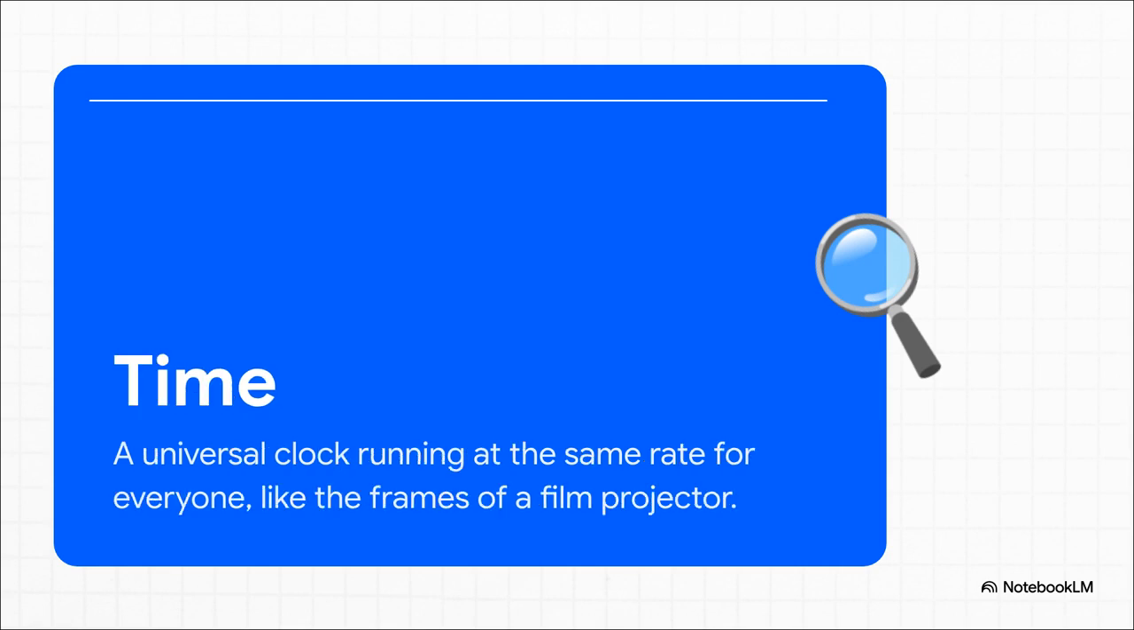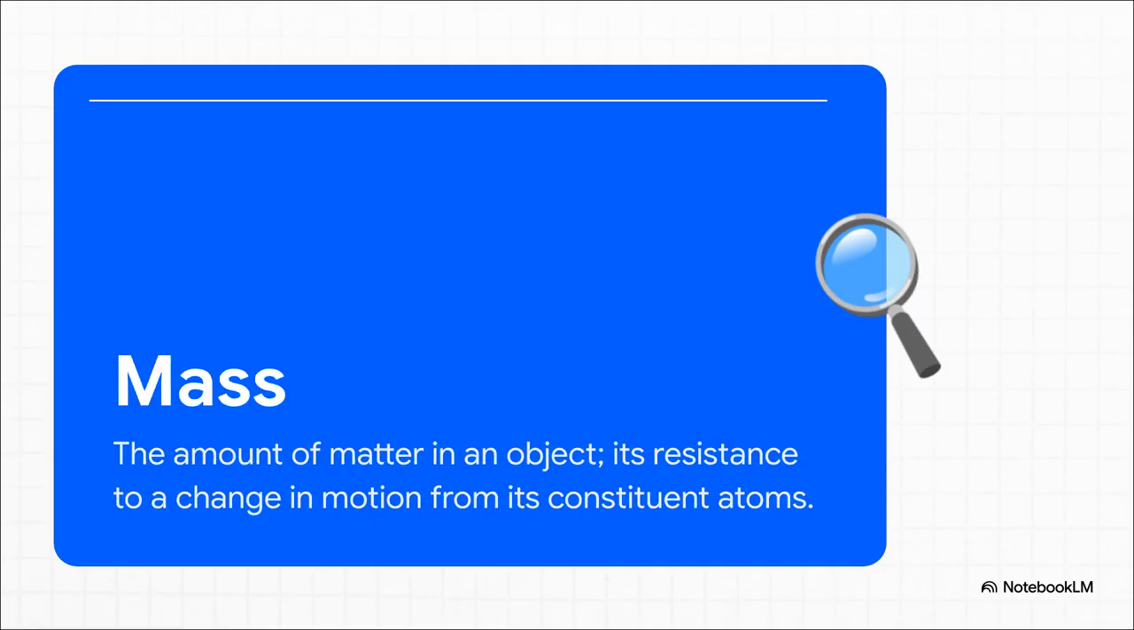Super simple. And time? In this view, time is totally absolute. There's just one universal clock, and it ticks away at the exact same steady pace for both marbles, for everything in the universe, no matter what. Kind of like the steady click-click-click of frames running through an old film projector. And then, finally, we've got mass. We usually think of it as the stuff an object is made of. The more stuff a marble has, the harder it is to get it moving or to stop it. That's its inertia. In this classical picture, mass is just a fixed, fundamental property of the marble.